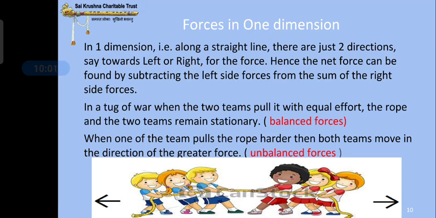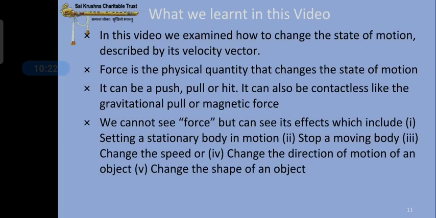So what happens in case of unbalanced force? In a tug of war game, if any team pulls harder, then what happens? One team will move towards the other. So this is called unbalanced force. When one of the teams pulls the rope harder, both teams move in the direction of the greater force. This is called unbalanced force.